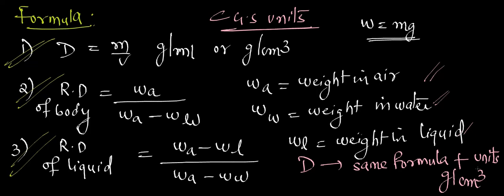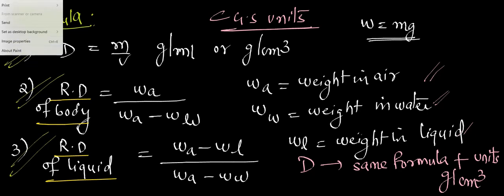This is for density of the body. This is for relative density of the liquid. Memorize these formulas now itself. Relative density of body, WA by WA minus WW. Relative density of liquid, WA minus WL by WA minus WW. Remember this.